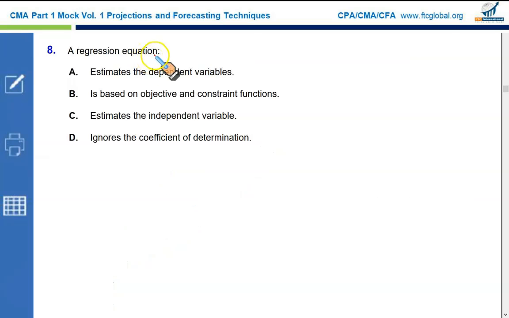Next, our regression equation estimates the dependent variable. Absolutely right, using the changes in the independent variable. This is correct. It is based on objective and constraint function. This is wrong, because this is pointing us toward linear programming. Linear programming involves objective and constraint function. Wrong. C. Estimates the independent variable. No, estimates the dependent variable. Wrong.